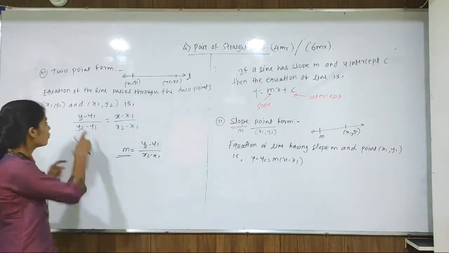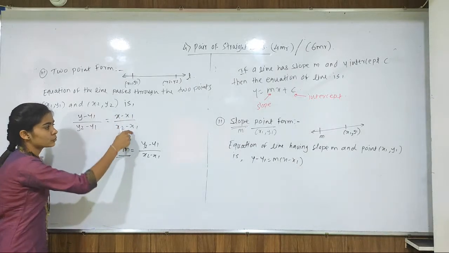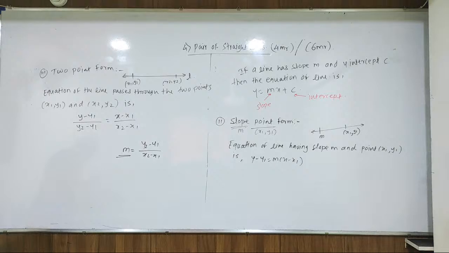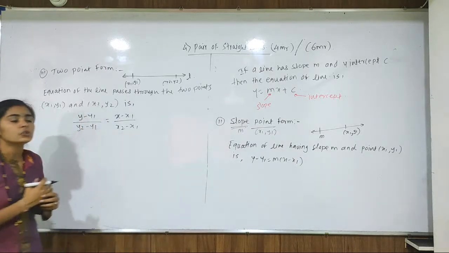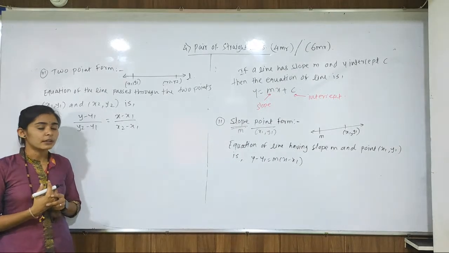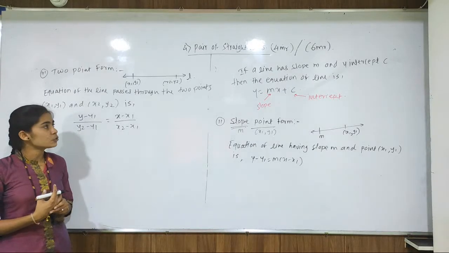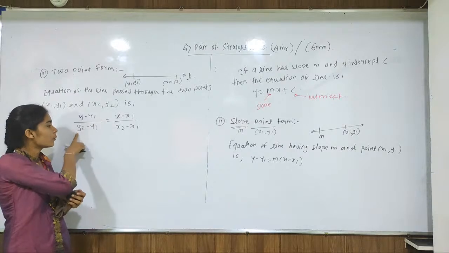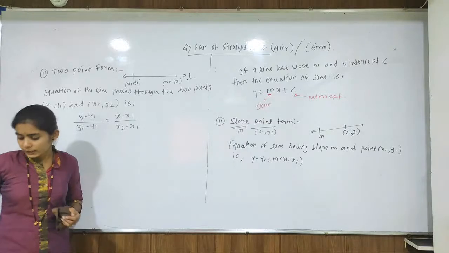Then we will use y minus y1 upon y2 minus y1 is equal to x minus x1 upon x2 minus x1. Understood? If we have to find the slope, then we will use y2 minus y1 upon x2 minus x1. And if we have to find the equation of the line by using these 2 points, then we will use y minus y1 upon y2 minus y1 is equal to x minus x1 upon x2 minus x1.